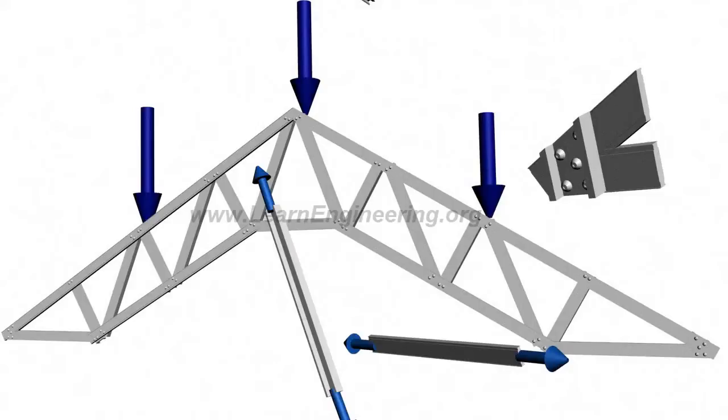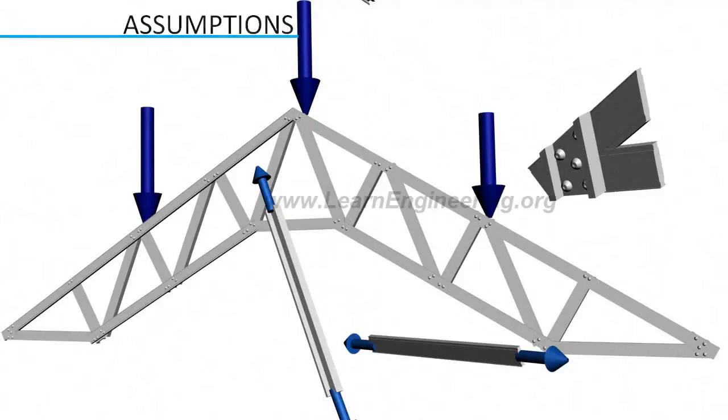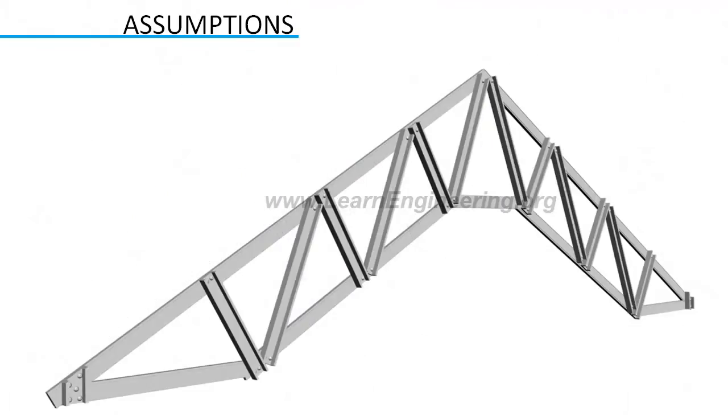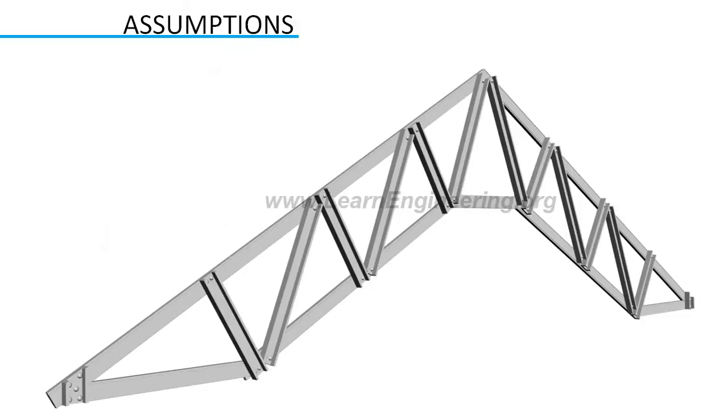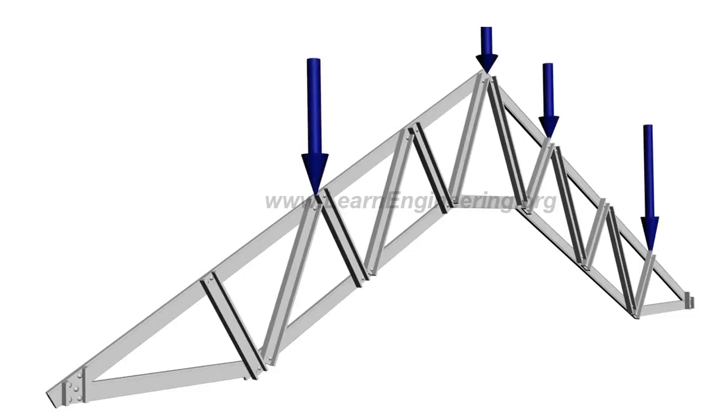Before going to truss analysis, let's see the main assumptions behind it. Truss members are connected at their ends only, and they're connected by frictionless pins, so you don't have to consider any secondary bending moment induced due to friction. Next assumption is that the truss is loaded only at joints, and the last one is that the weight of truss members can be neglected compared to the load acting on the truss.